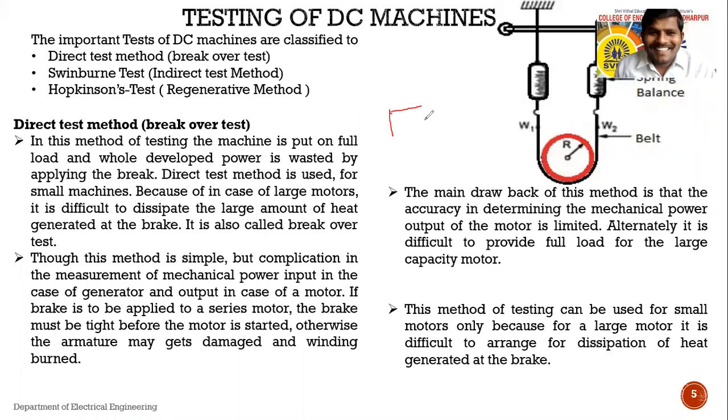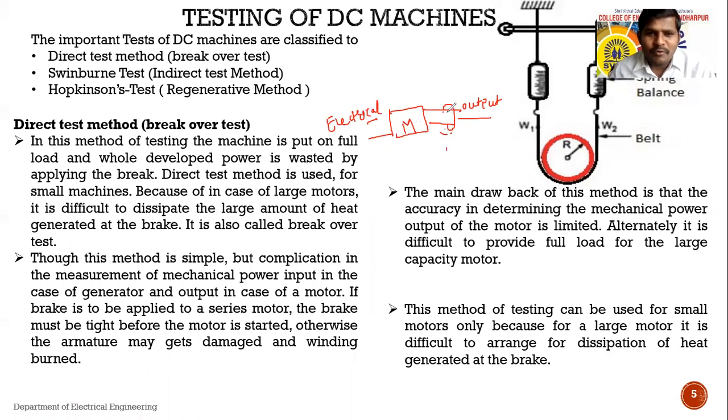See, this is one motor. The input of the motor is in the form of electrical. So electrical input, and the output of the machine is in the form of mechanical. So here it is the mechanical output of the motor. We are putting load directly on the shaft of the machine. So it is nothing but the direct method of testing.